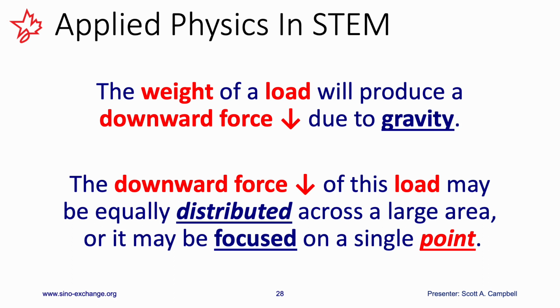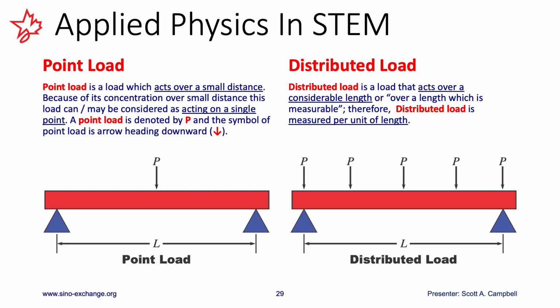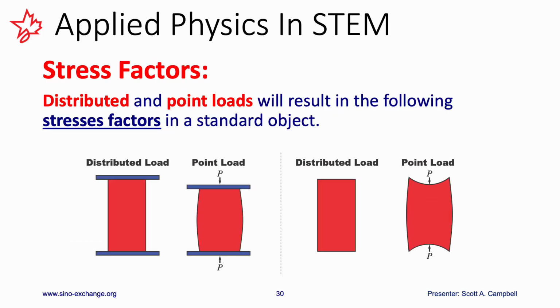Now, the load will produce a downward force which can either be distributed across a large area or focused on a singular point. And this brings us to the idea of point load and distributed loads. As we can see, a point load acts on a single point, whereas a distributed load applies that same amount of force over a greater area.